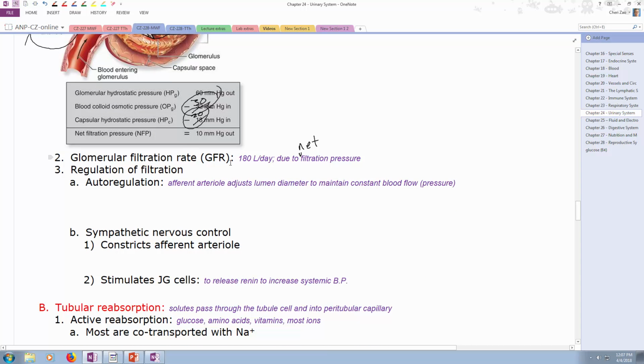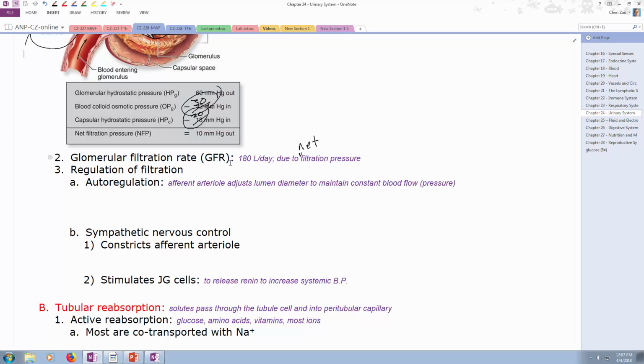So glomerular filtration rate is abbreviated GFR. That's 180 liters a day, and that's due to what we just discussed, the net filtration pressure. That actually averages out to 125 cc's per minute. Sometimes when people are in the hospital, they will collect their urine to monitor the health or integrity of their kidneys by measuring their actual GFR, as well as certain products that they are excreting in their urine.